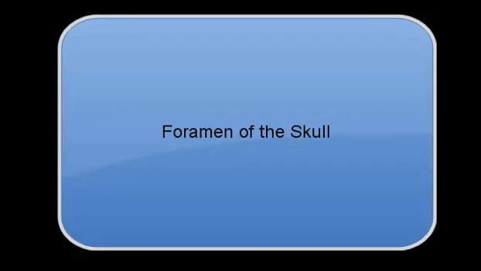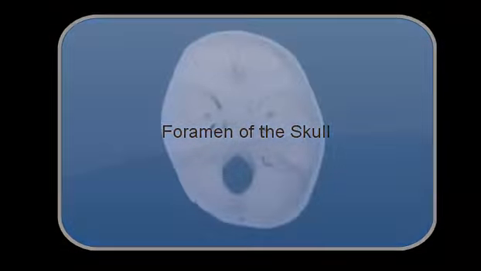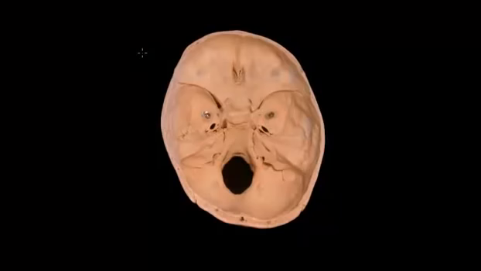Okay, we're going to spend a few minutes this morning looking at the internal surface of the base of the skull and working out what all these foramen and structures are. Just to get orientated, the anterior of this skull is here and the posterior is here.